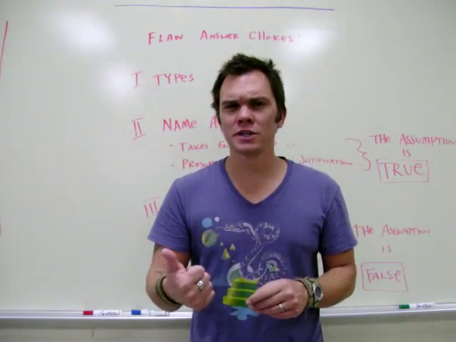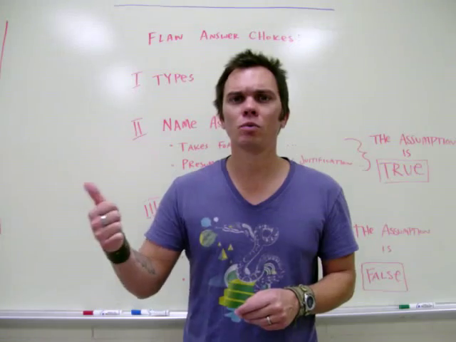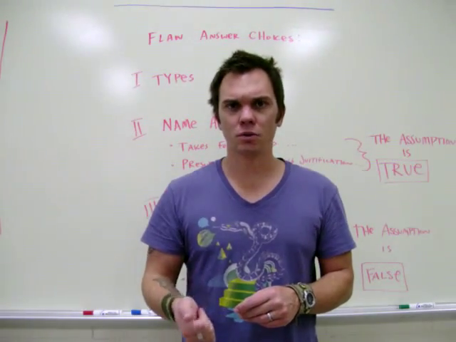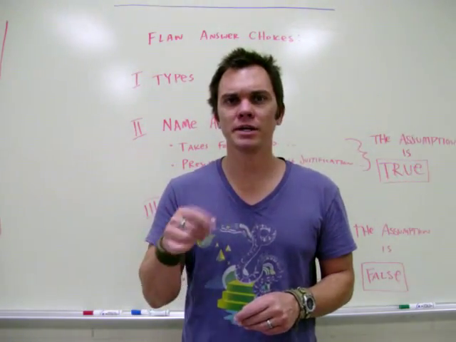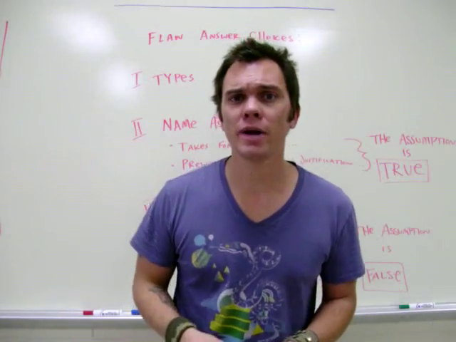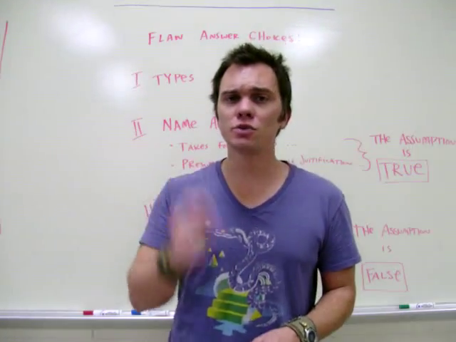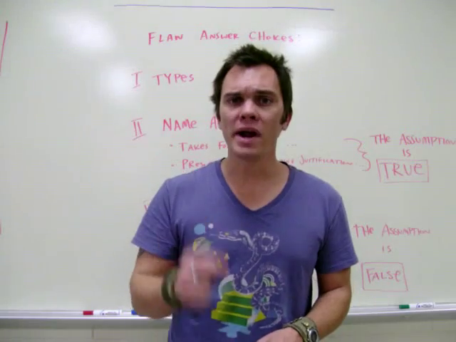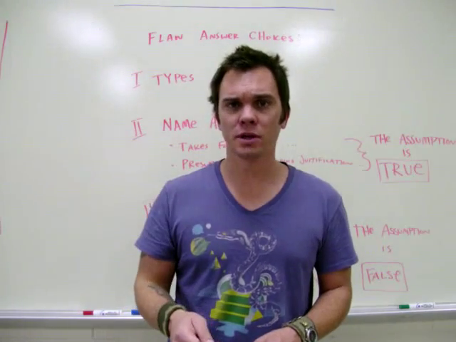So, vulnerable to criticism, by far the most common word choice for the flaw question. Where is it vulnerable? Where is it weak? And we know the answer to that question already. It is vulnerable, it is weak, it is flawed where it has assumed something to be true.